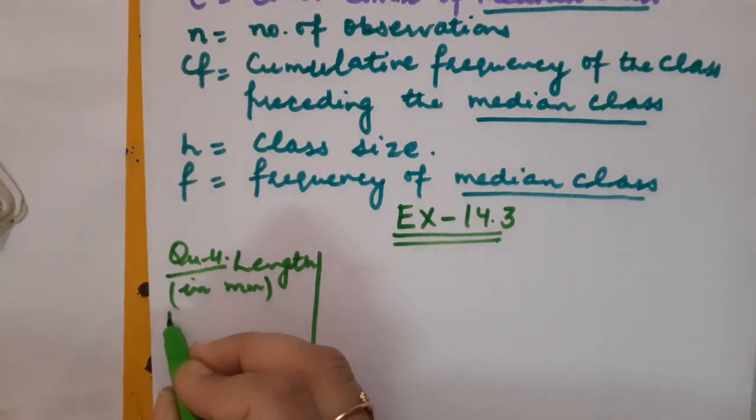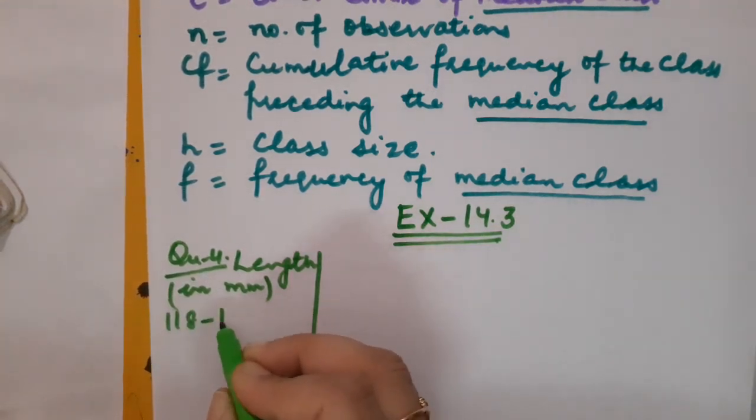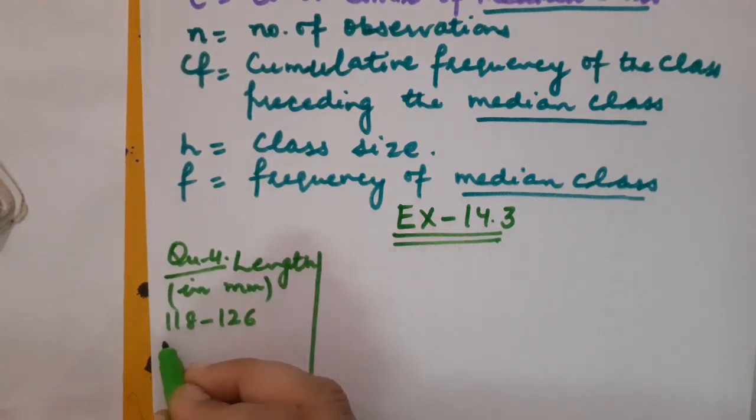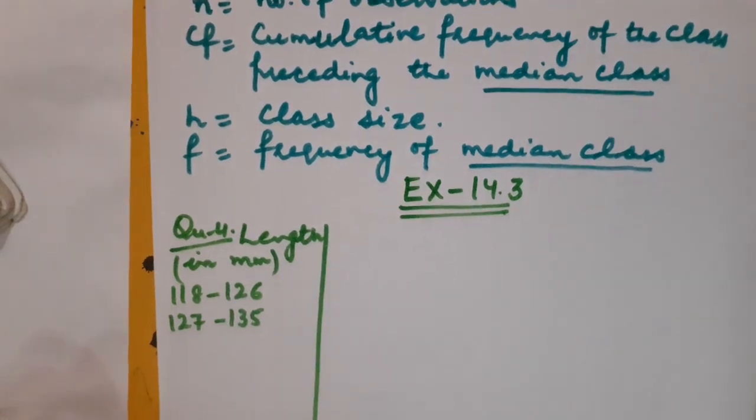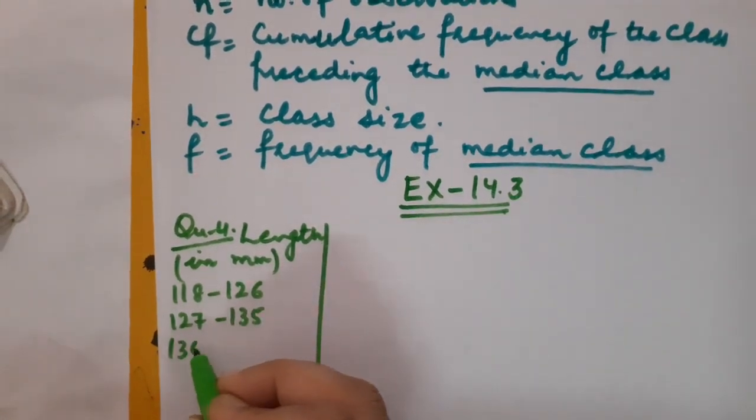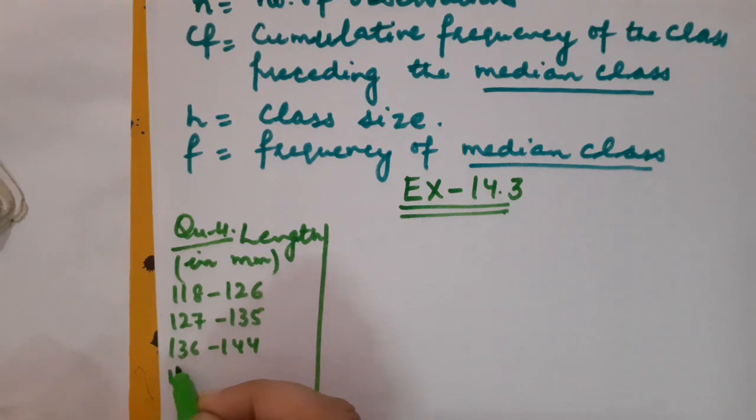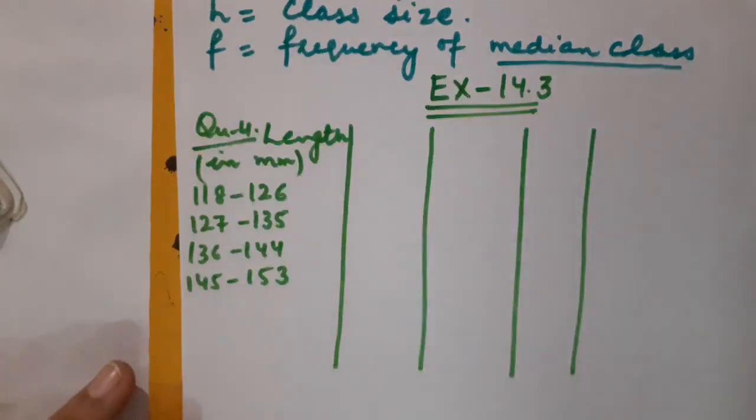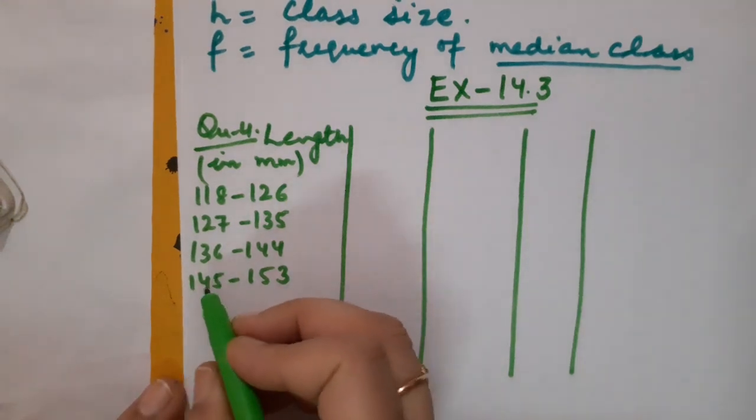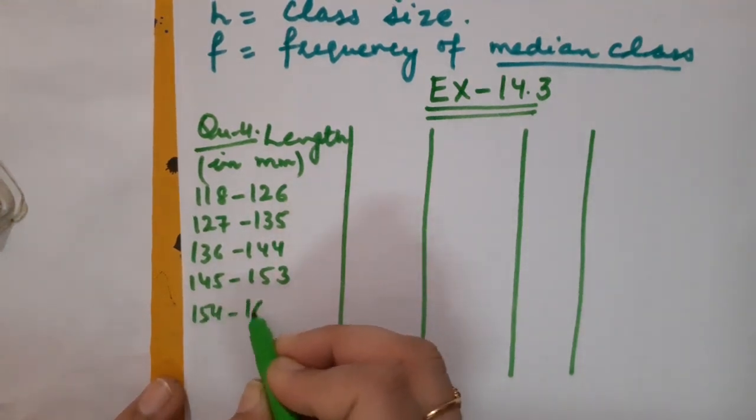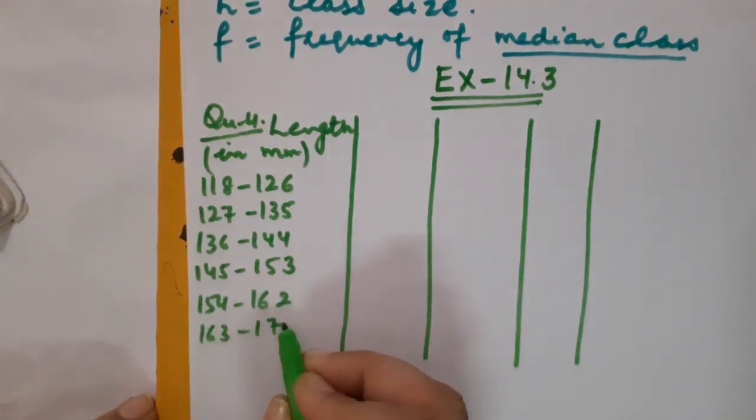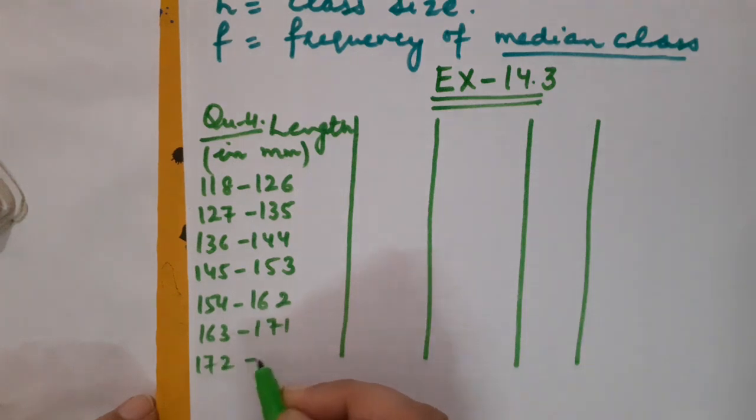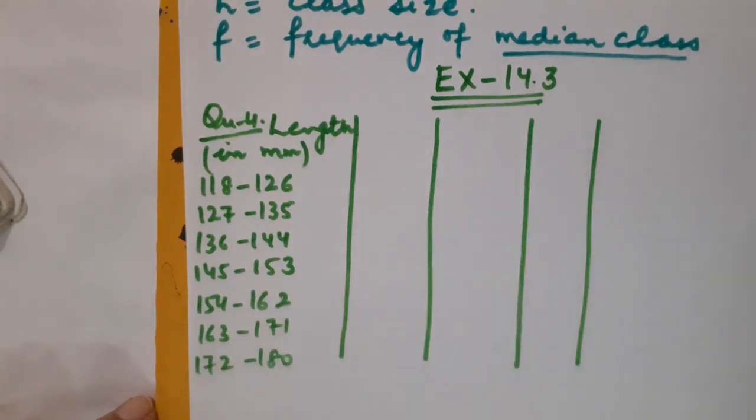So here I am writing 118 to 126, 127 to 135, 136 to 144, 145 to 153, then this is 154 to 162, 163 to 171 and 172 to 180.